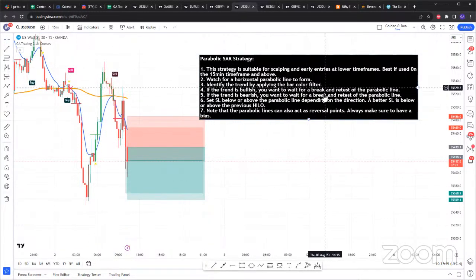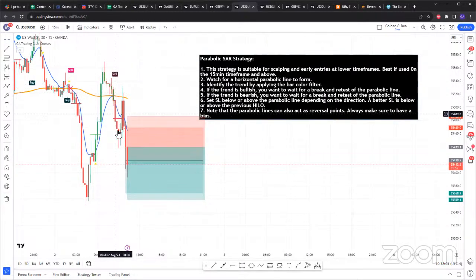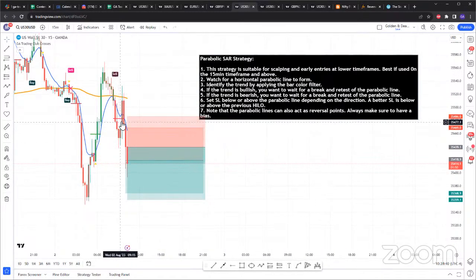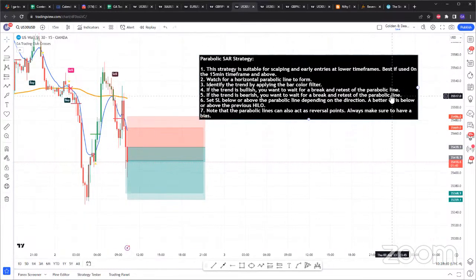So identify the trend by applying the bar color. Here we got a parabol, and the bar color based off of the trend was red. Perfect. Then we know that we are now looking for a break and retest. If the trend is bullish, you want to wait for a break and retest of the parabolic line. If the trend is bearish, which this was on the 15-minute time frame, you want to wait for a break and retest of the parabolic line as well.